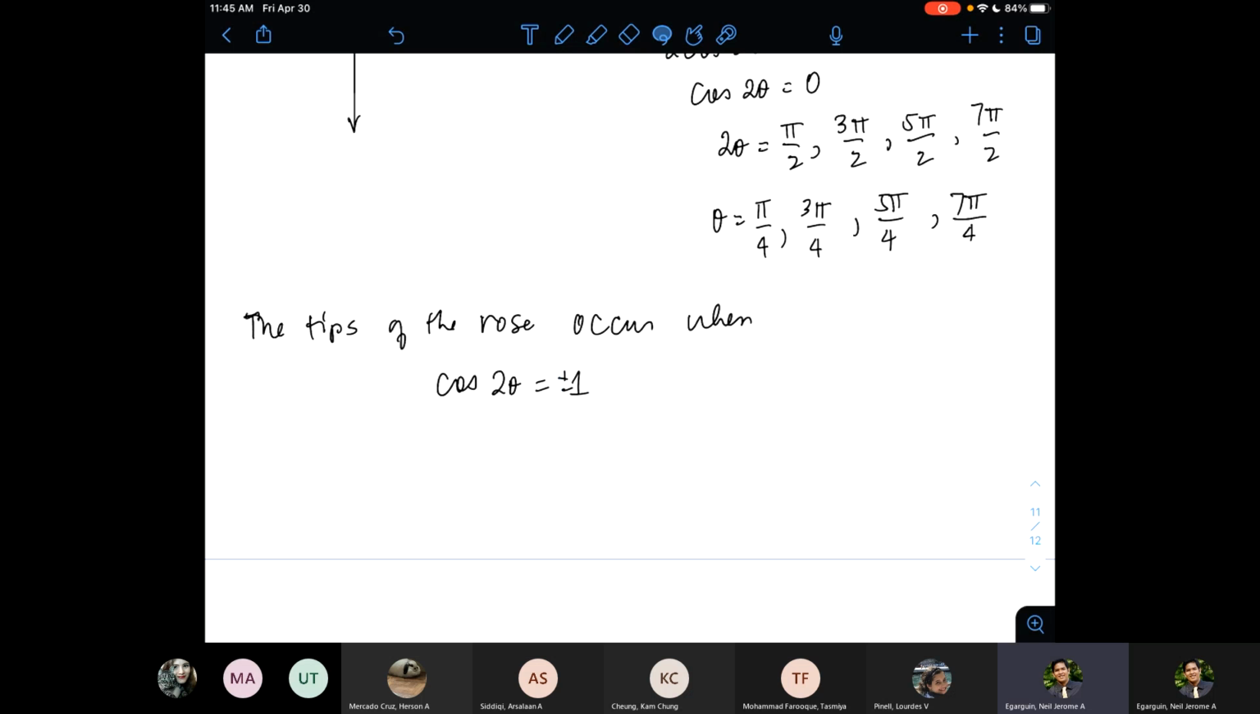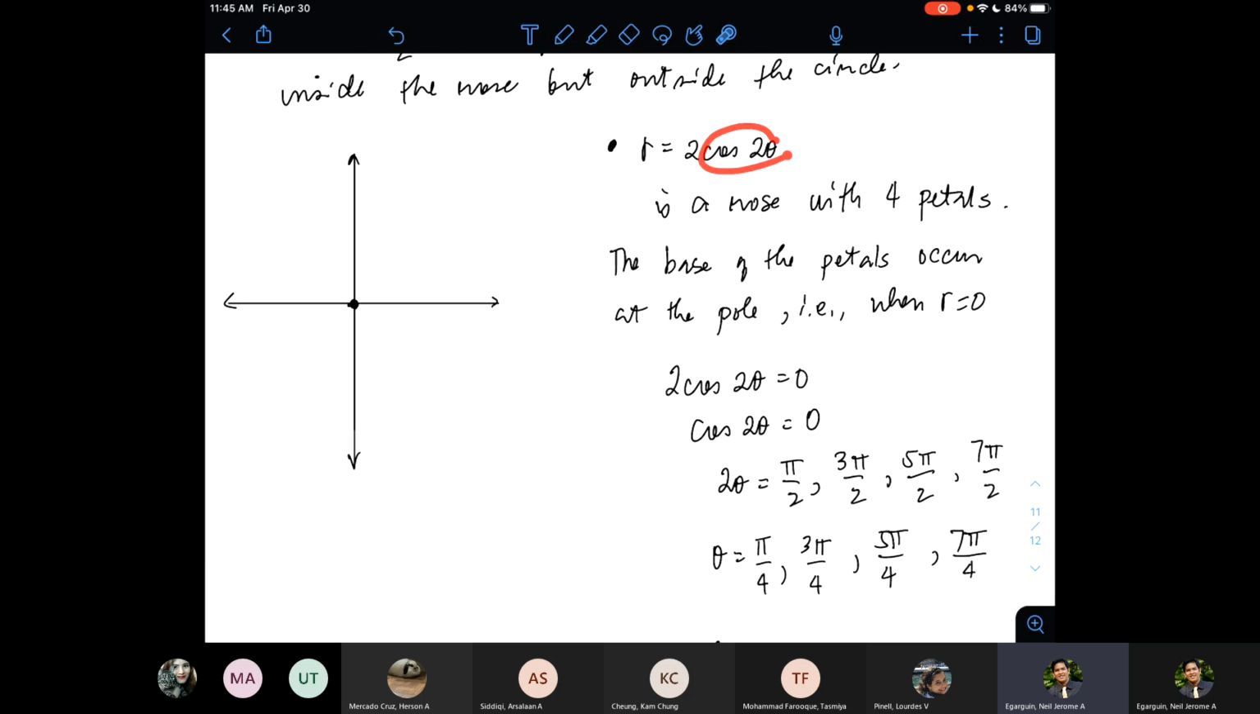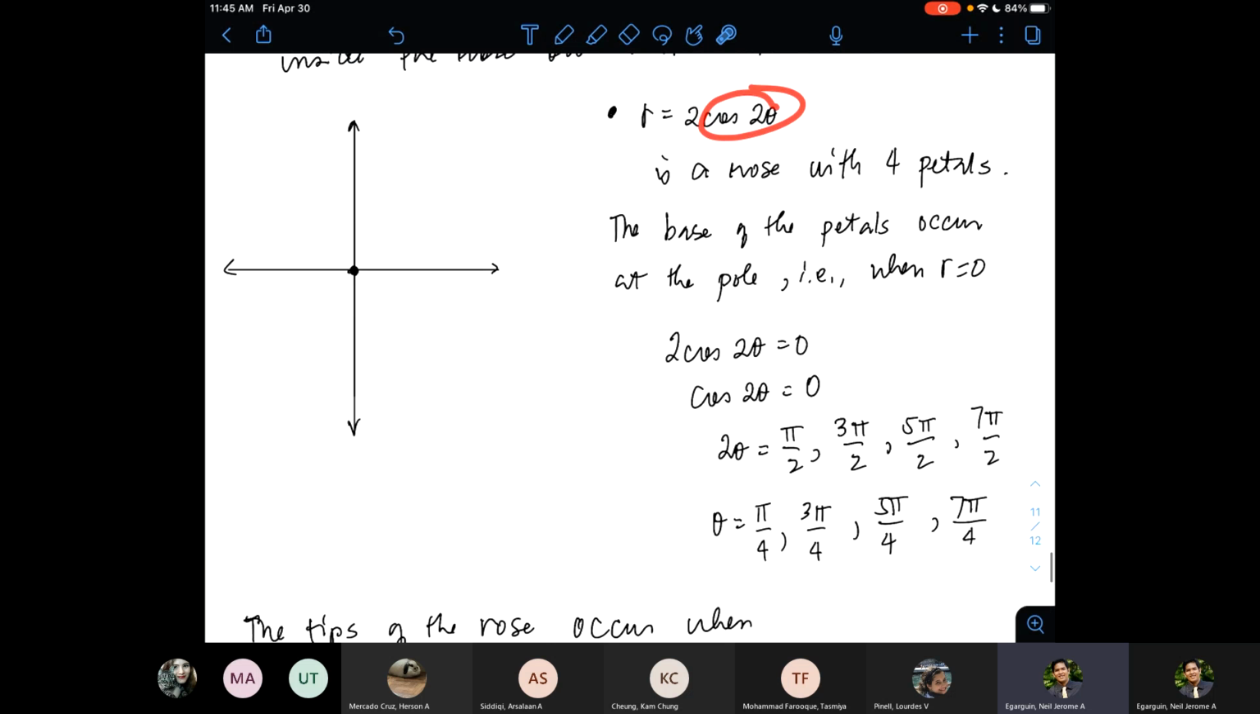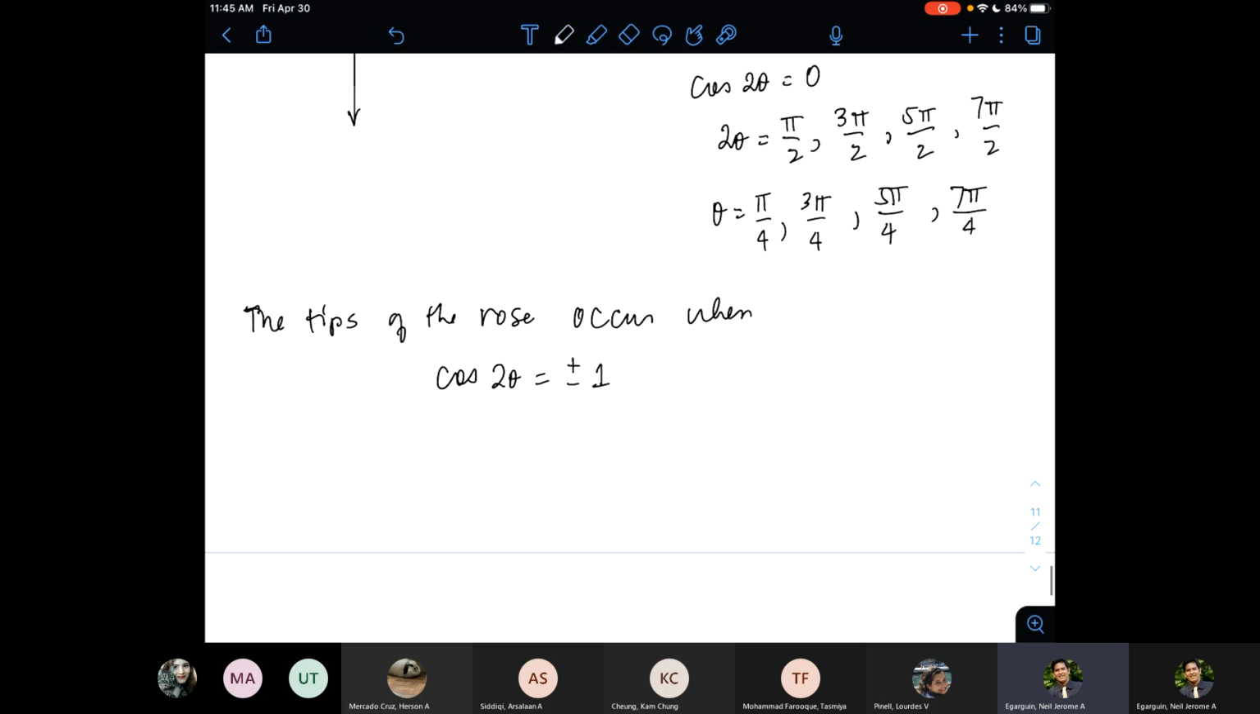Again, to find the tips, you equate the trig function to plus or minus 1. So the trig function is cosine 2 theta. I want to get the maximum and the minimum values because those will be the theta values where the tips would be, right? So I equate that to plus or minus 1. Let me write it properly. Okay. So what are the angles 2 theta such that cosine would be plus or minus 1?